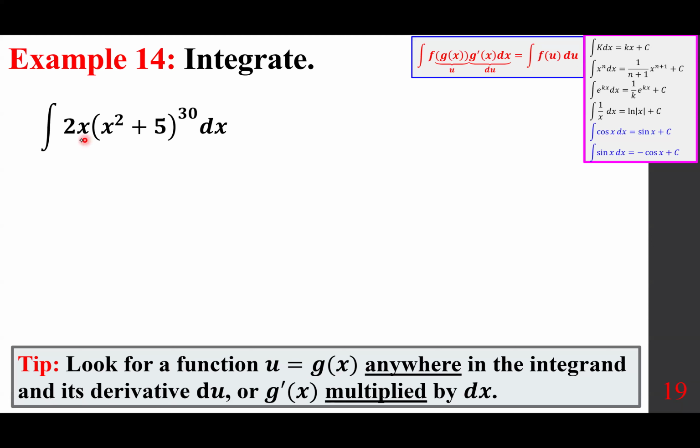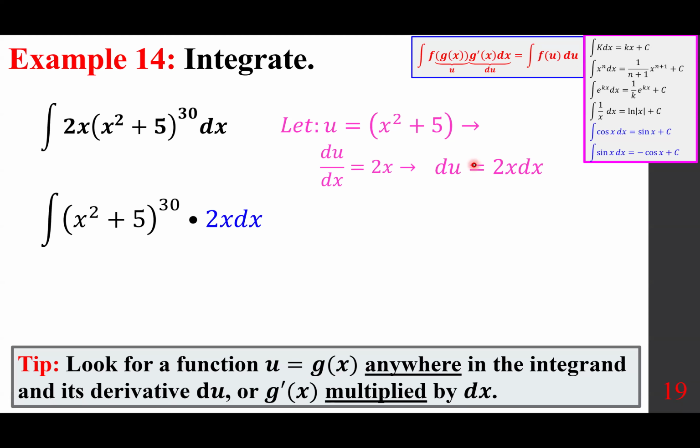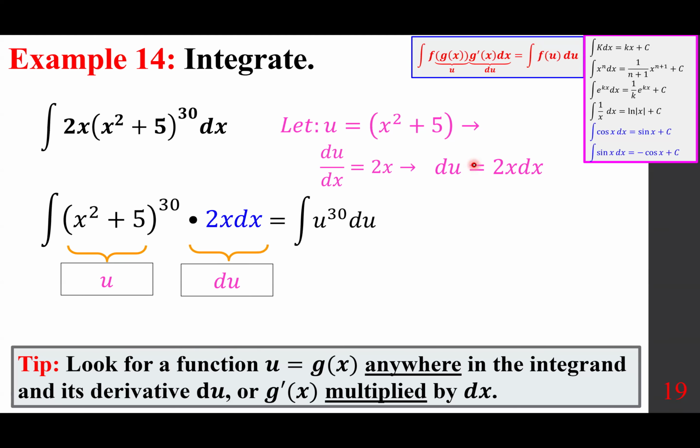When we have polynomials, the more complicated one, in this case x squared plus 5, is the choice of u, which makes du dx equal to 2x. If you don't want to write this, you don't have to, but you must write u and du. I'm going to move the 2x so it becomes clear. This is u, this is du, so you have the integral of u to the power of 30 du, and that is a simple case of the power rule.